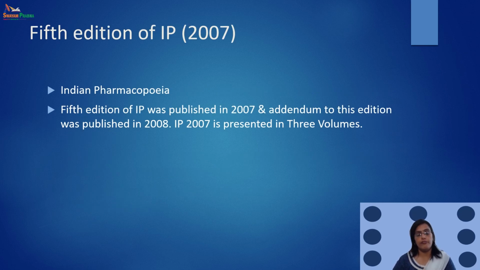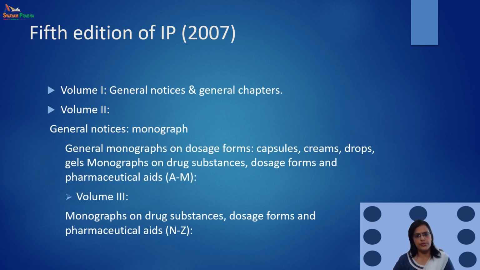The fifth edition of the IP was introduced and published in 2007, and an addendum to this edition was published in 2008. It had 3 volumes. Volume 1 had the general notices and general chapters. Volume 2 had different monographs from alphabet A to M. And the third volume contained monographs of drug substances, dosage forms and pharmaceutical aids from N to Z.